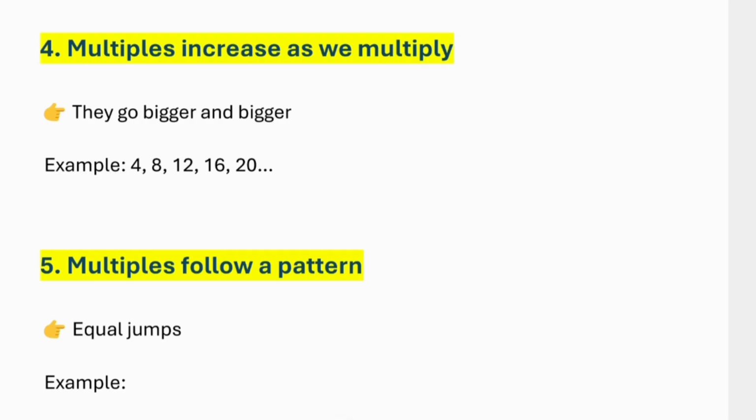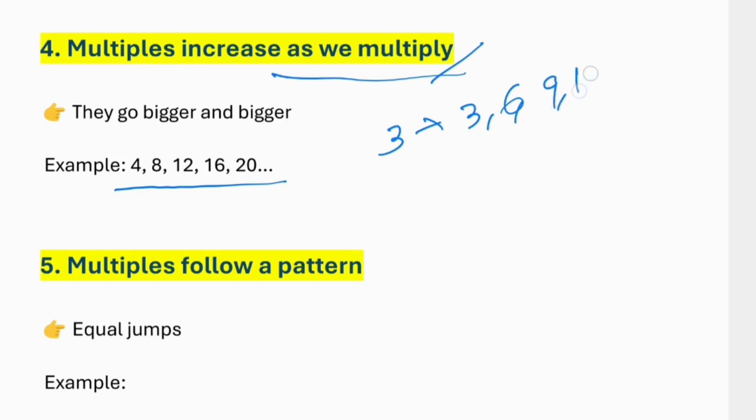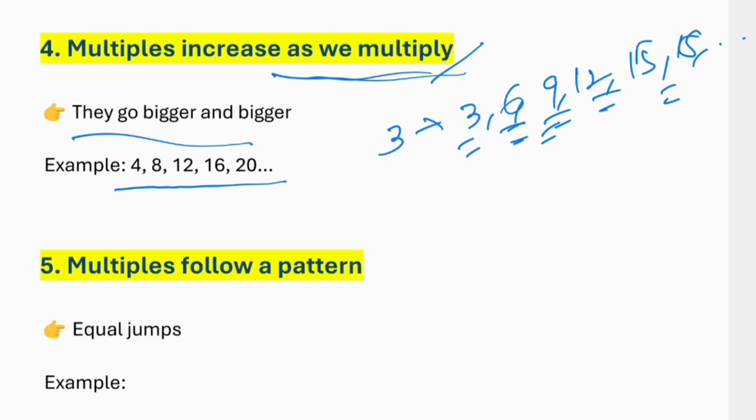And the next one, multiples increase as we multiply. We already discussed that every number has infinite multiples. So multiples increase from one number to another. For example, the multiples of 3 are 3, 6, 9, 12, 15, 18 and so on. Here we observe that the second multiple is greater than 3, the third multiple is greater than the second multiple, and the fourth multiple is greater than the third multiple, and this goes on forever up to infinity. So therefore multiples increase as we multiply. They go bigger and bigger infinitely.